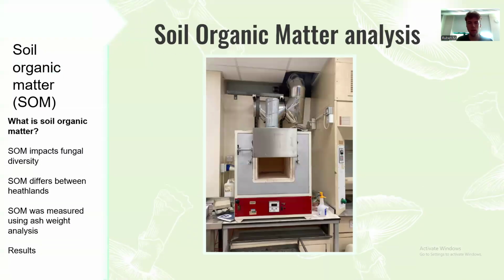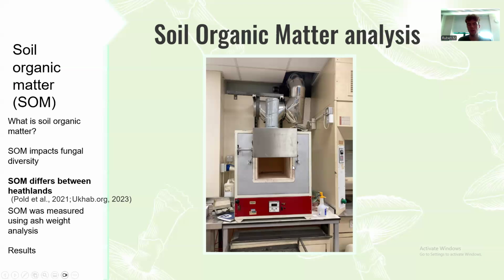I also analysed soil organic matter. Soil organic matter is dead or decomposing matter from plants and animals, and it normally makes up the top layer of soil. Soil organic matter impacts fungal diversity, and this has been shown, hence why I decided to look at it. Soil organic matter has been suggested to differ between heathland habitats, so it might be a driving factor in differences in fungal community composition. Soil organic matter was measured using ash rate analysis, which is what you see here.